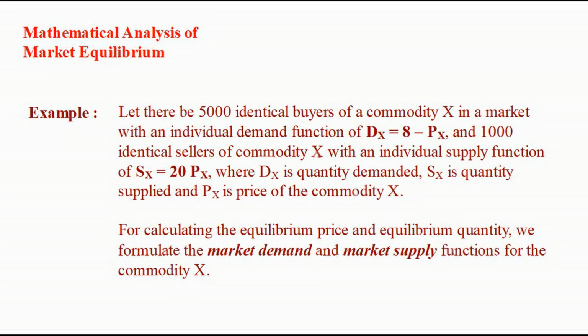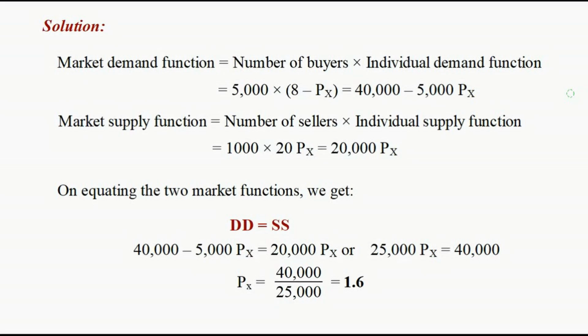Here is the solution to find the equilibrium price and equilibrium quantity. In order to find them, we need the market demand function and market supply function. If the market demand function and supply function are given, we take them as they are. But now we have a number of buyers and sellers in the market with individual demand and individual supply functions. So in order to get the market demand and supply functions, we have to multiply the values by the number of buyers and sellers in the market.